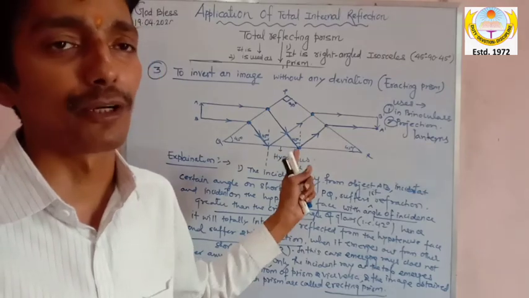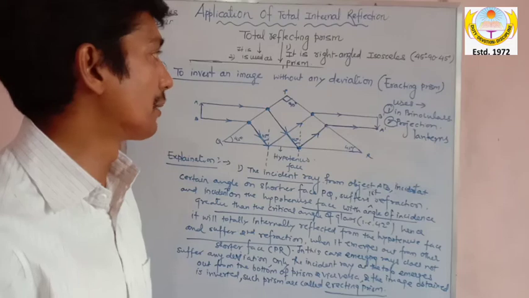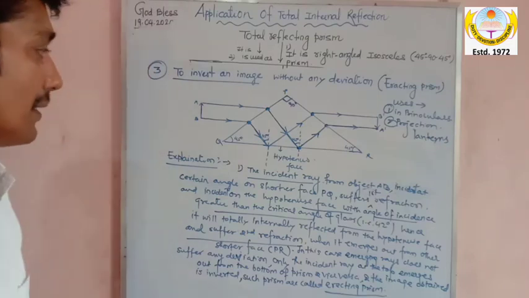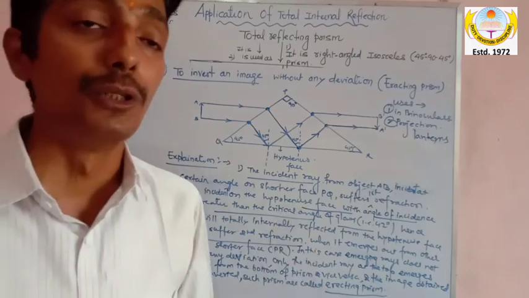And this prism was called erecting prism, used in binoculars and lanterns. So here, my dear, I will stop this part. Let us go to the next topic, which is called uses.